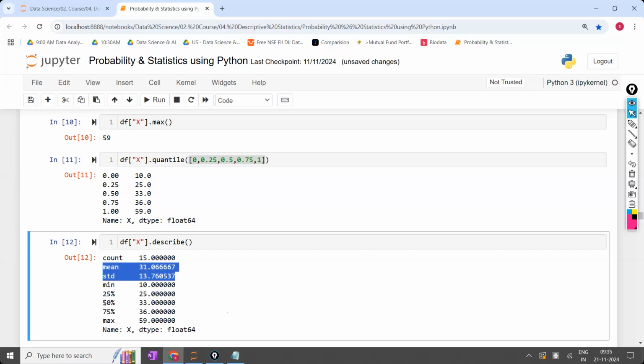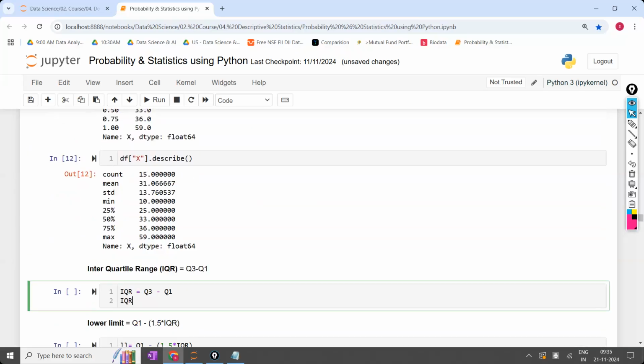Sir, where is the median value? 50% is called the median value, right? That is only the median value. So it does not give the median separately. Next, coming to the measures of dispersion, we are considering the standard deviation, right? Now, next we have the interquartile range. Interquartile range means the difference between the two quartiles, that is Q3 minus Q1.